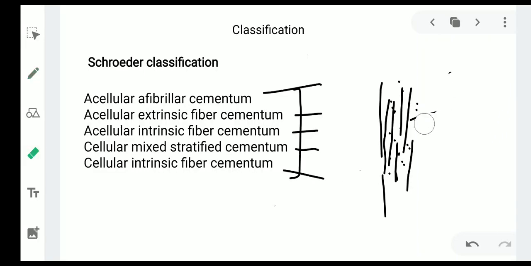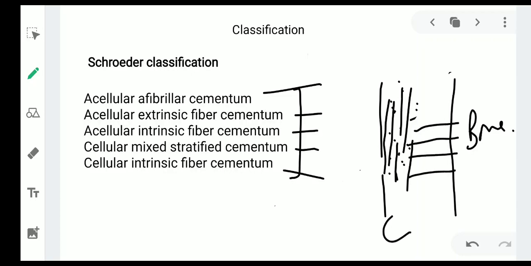There are other fibers. Here supposedly is the bone and this is the Cementum. There are fibers which are present here. These are known as the periodontal ligament fibers. These are attached to bone on one end and are embedded in the Cementum on the other side.